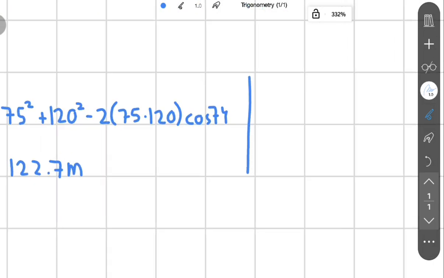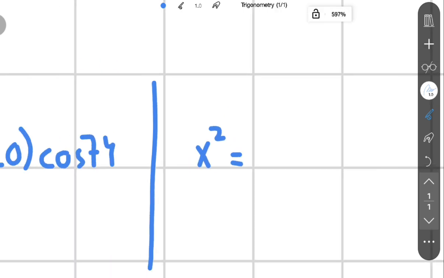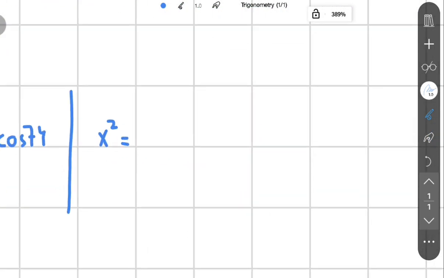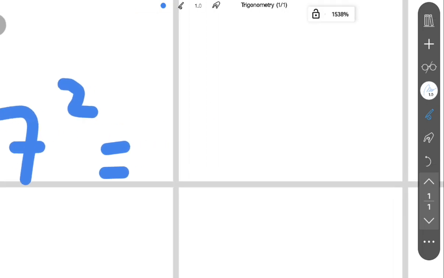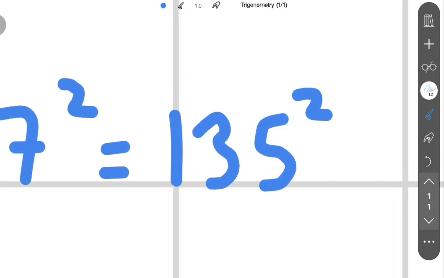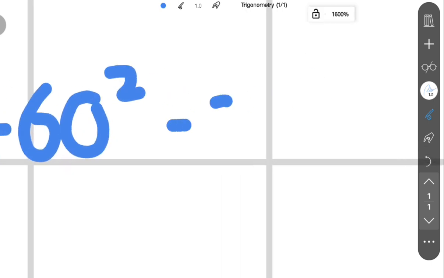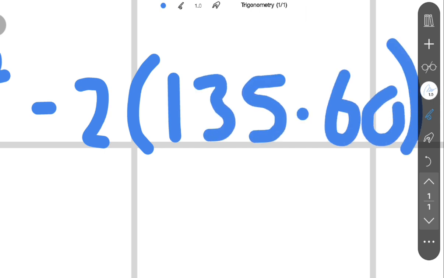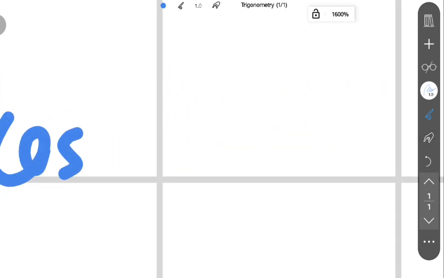So let's do that. Now let's look at the triangle. We have 135 and 60. 122.7 all squared is equal to 135 squared plus 60 squared minus 2 times 135 times 60 cosine, and let's name the missing angle theta.